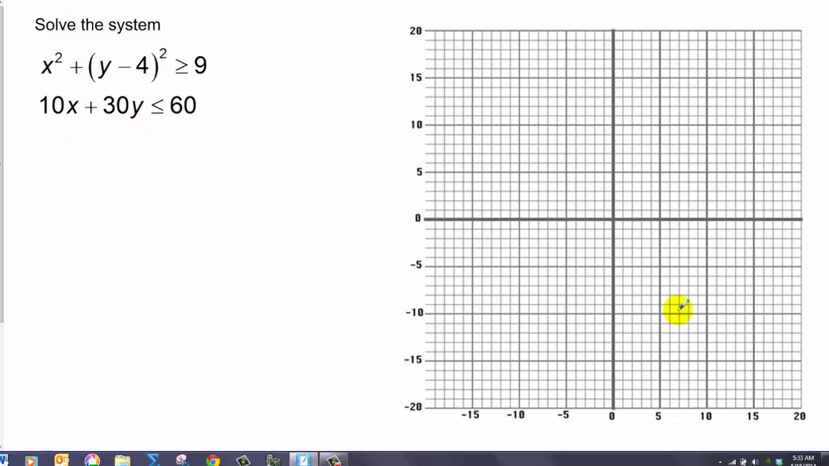And now we've got a circle and a line. So let's go ahead and graph that. We've got a circle translated down 4, or I'm sorry, up 4. Has a radius of 3, so I go 3 up, 3 to the right, 3 down, and 3 to the left. Connect those dots.